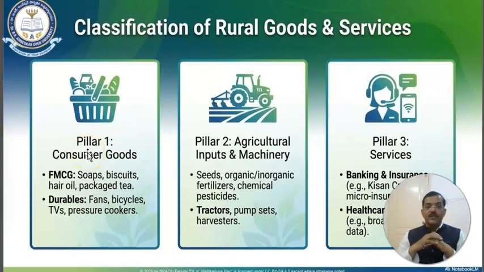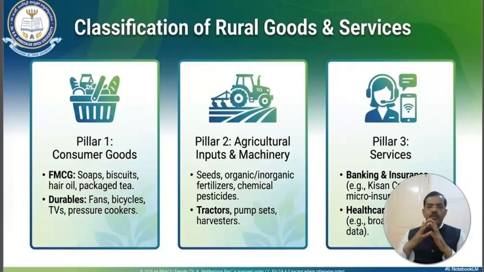Now, the classification of goods and services. We have three different pillars. The first pillar is rural consumer goods and services. Pillar number one is consumer goods, most probably fast moving consumer goods called FMCG: soaps, biscuits, hair oil, packet tea powder, and other items. Then durables, such as fans, bicycles, refrigerators, televisions, pressure cookers and other items.